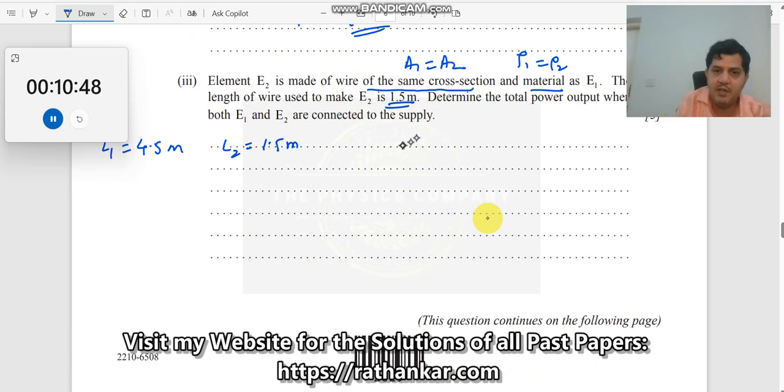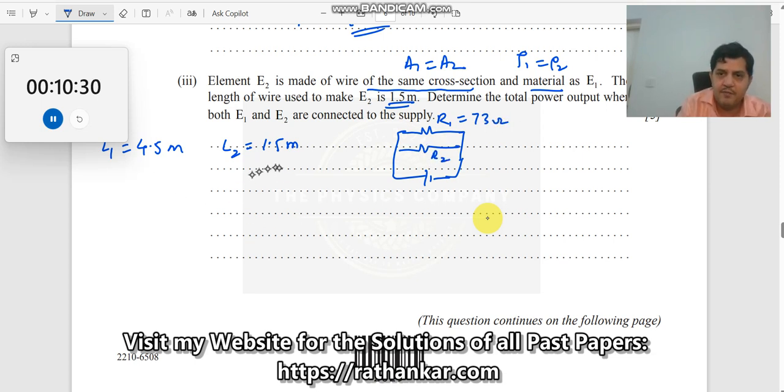So when E1 and E2 are connected, we have one resistance like this, another resistance like this, and then this is connected in parallel like this, right? Very simple. So R1 we already know, we already calculated this. How much was it? This was 73 ohms. Now what is R2? You need to find the value of R2.